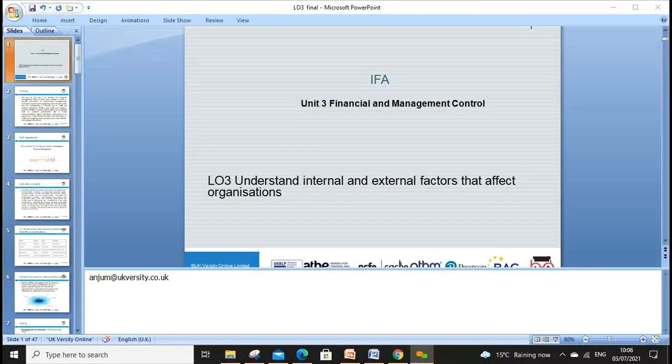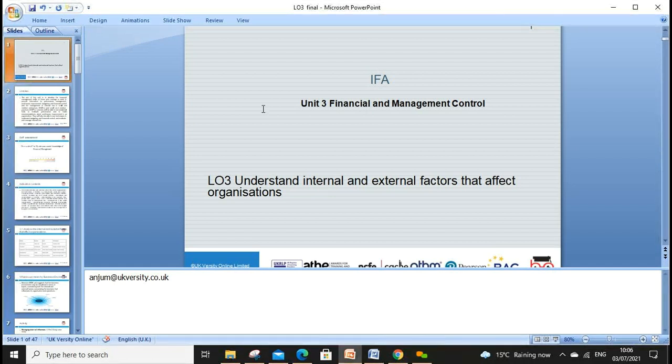Okay, welcome everyone. We'll start our lesson 3. Today's lesson is about LO3, understand internal and external factors that affect organization. So internal is within our organization and external, those are outside the organization. We can discuss as many things because indicative content is given.